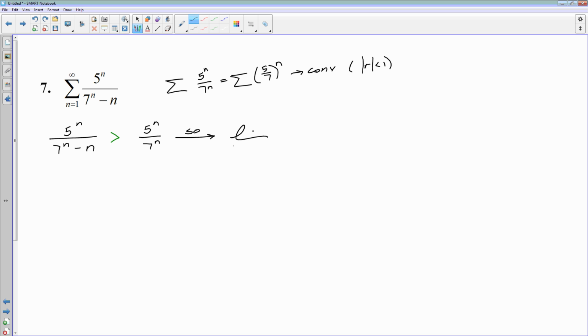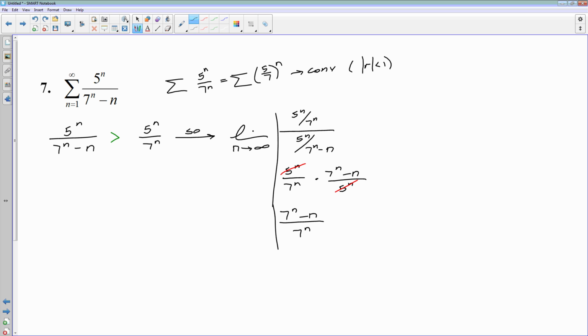So let's do the limit as n approaches infinity of 5 to the n over 7 to the n, over 5 to the n over 7 to the n minus n. And then we'll flip and multiply. I'm going to have to write this out in gross detail. 5 to the n over 7 to the n times, we'll flip the bottom one, 7 to the n minus n over 5 to the n. Clean this up a little bit. The 5 to the n's cancel. Leave me with 7 to the n minus n over 7 to the n.